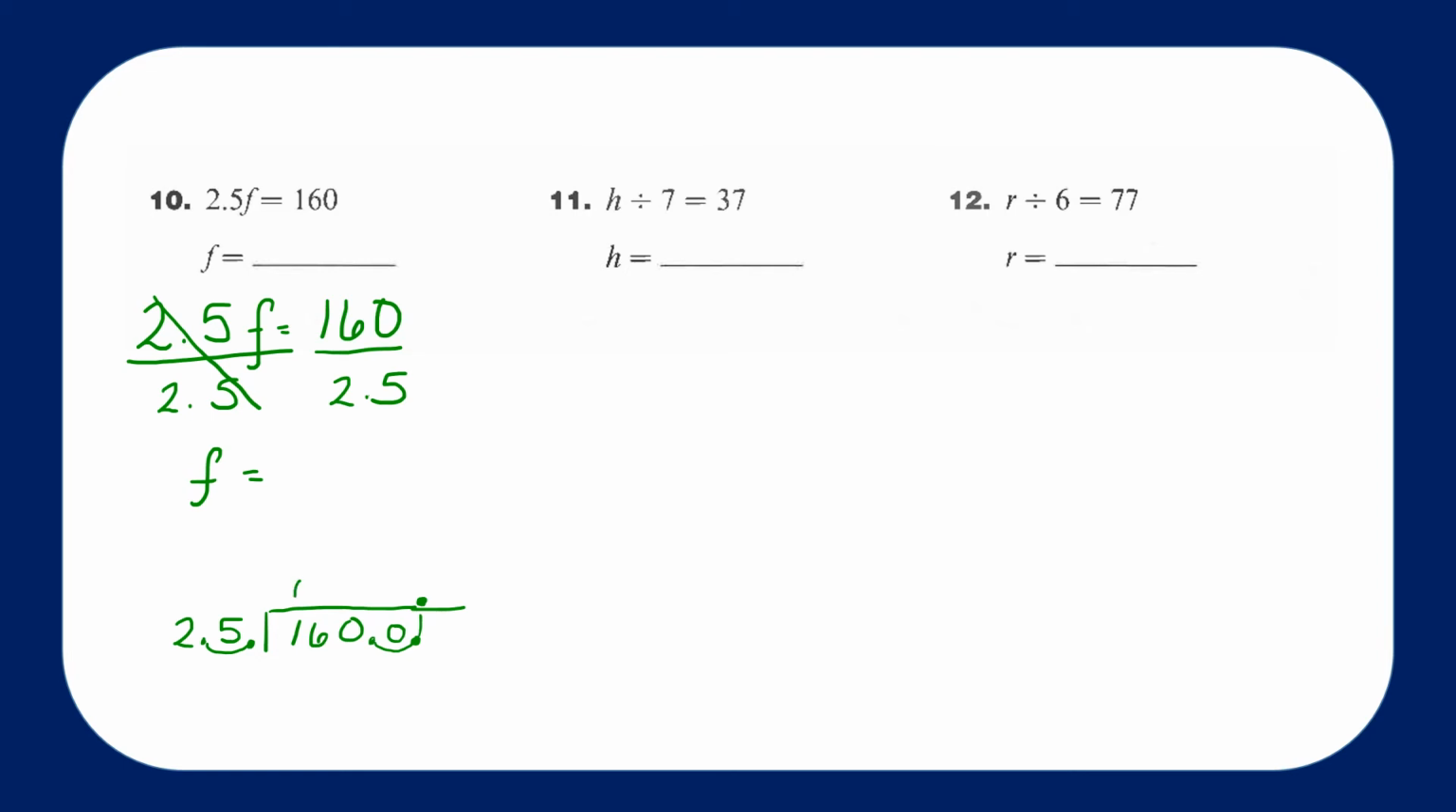All right, so 25 cannot go into 0. It cannot go into 16. It can go into 160 6 times. 6 times 5 is 30. 6 times 2 is 12, 13, 14, 15. We're going to subtract 0. 6 take away 5 is 1. Bring down the 0. 25 can go into 100 4 times, which is 100. And when we subtract, we have 0 left over. So F equals 64.